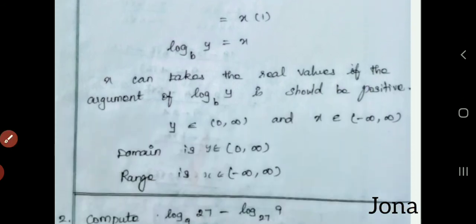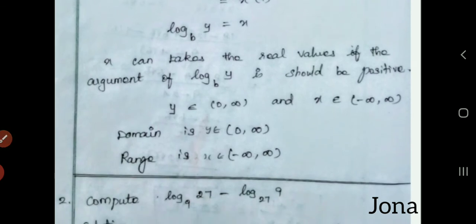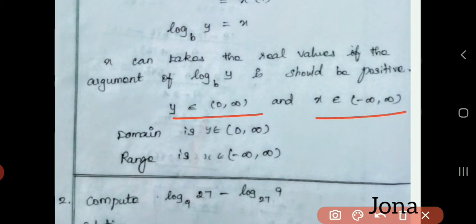Here x can be real values, isn't it? So the real values are from 0 to infinity. So y belongs to 0 to infinity, and x is the whole thing, minus infinity to plus infinity. Here we can say y belongs to (0, infinity), that is the domain. The range is the whole thing: x belongs to minus infinity to plus infinity. So we got the domain and range. This is the logarithmic form.